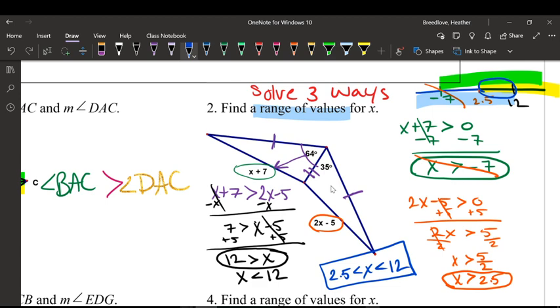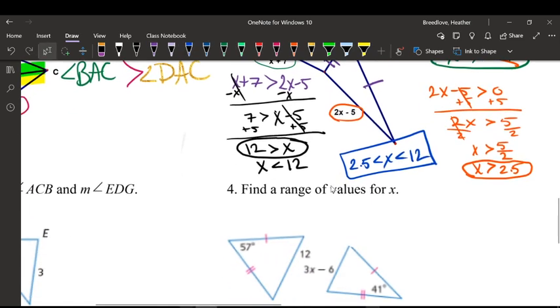So you have to solve them 3 ways. You set the inequalities where the one's greater than the other, and then you also have to make sure that they exist because they can't be 0 or less than 0. Whether it's an angle or a side, it has to be bigger than 0. And that might seem kind of confusing at first.